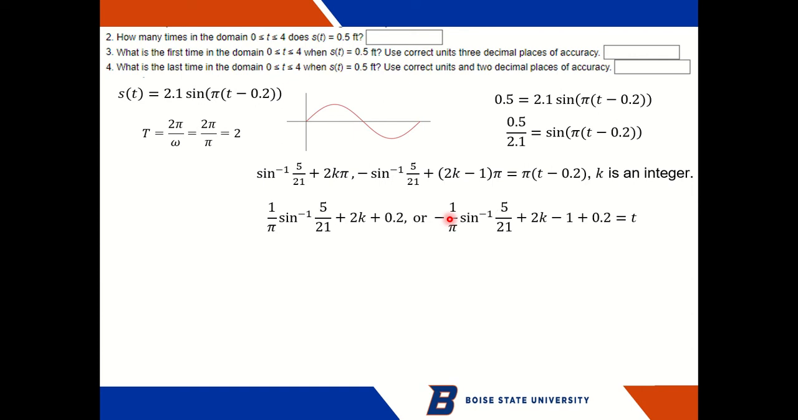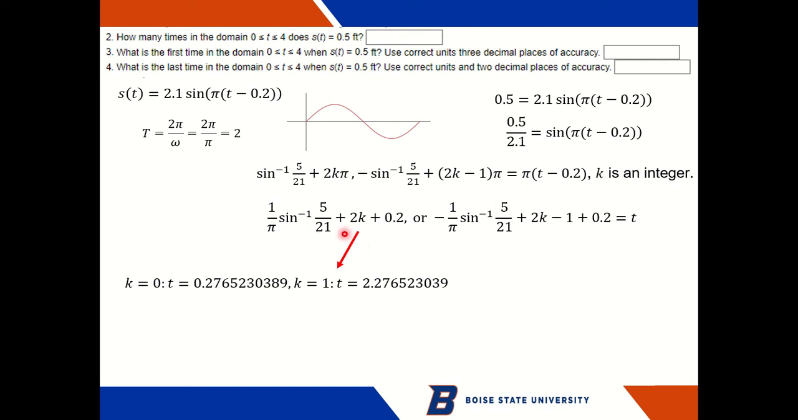Okay. And so then the next thing you would do is you would divide both sides of your equation by pi. So you'll notice that there's a 1 over pi here, and then the pi canceled out. So now we just have a 2k. And then there's a 1 over pi here, and the pi canceled out on the 2k minus 1. And then we add 0.2 to get our solutions. So these expressions will give us solutions. And so now we can just start giving it different k values and we'll get solutions in that interval.